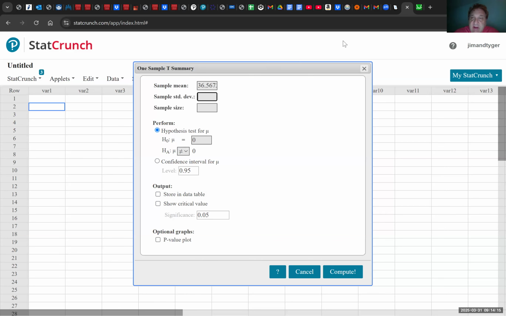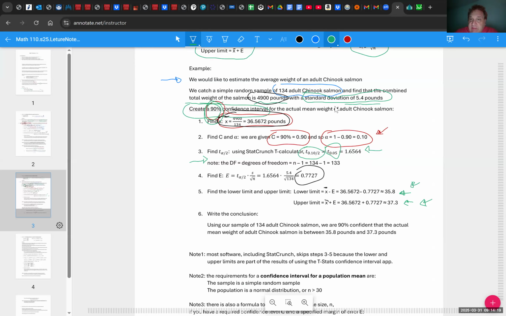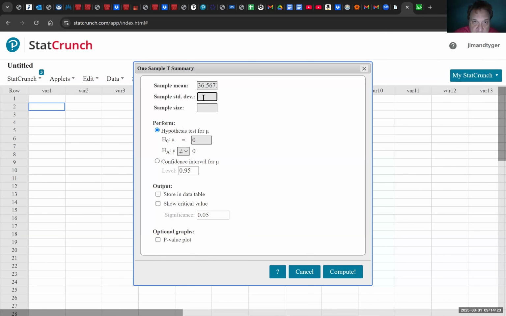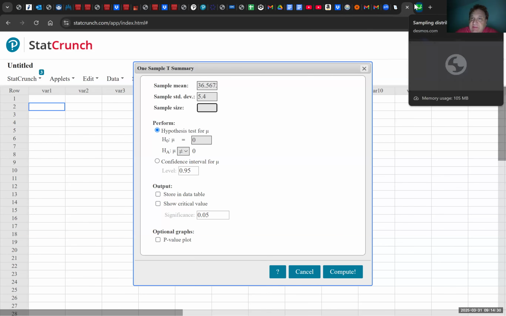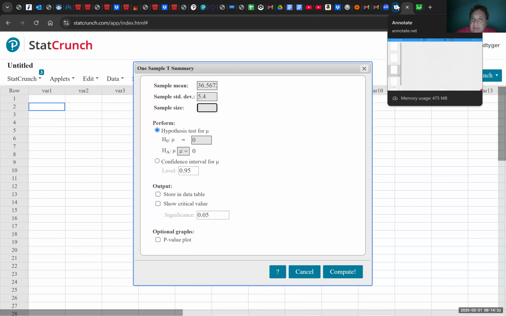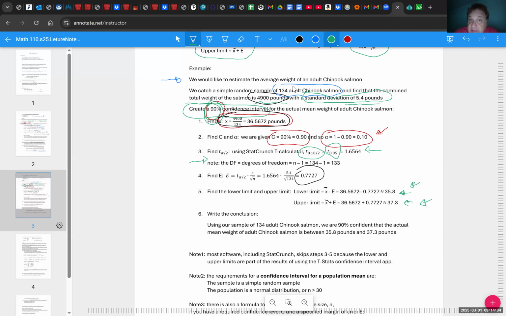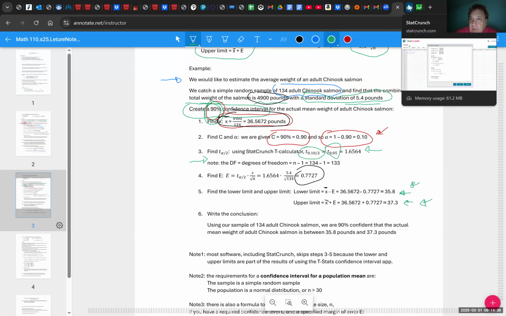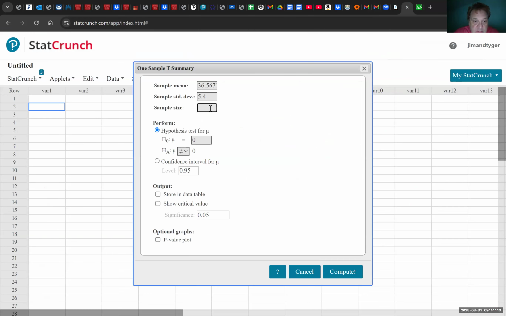Sample standard deviation, that was 5.4. Standard deviation of our sample was 5.4. And the sample size, how many pieces of data did we collect here in our sample? 134 salmon were all measured. 134. Once again, choose the radio button for confidence interval.